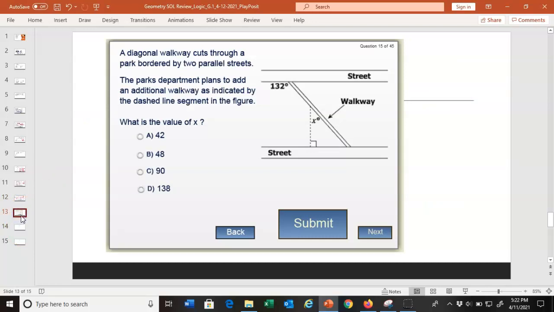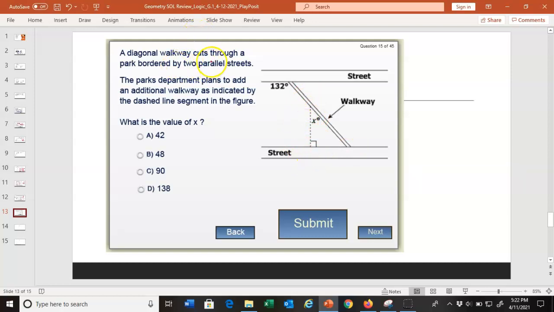Okay, here's our next one. A diagonal walkway cuts through a park bordered by two parallel streets. The park department plans to add an additional walkway as indicated by the dashed line segment in the figure. That's nice, like a little shortcut. What is the value of x?